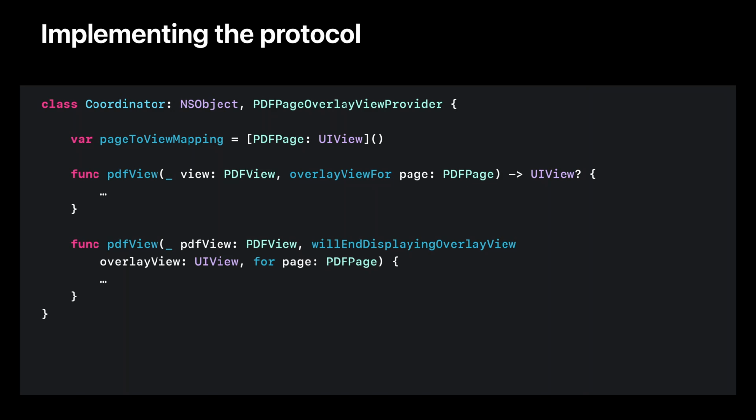In the example, this is the class we're using as the provider. It implements the PDF Page Overlay View Provider protocol. This is iOS, so the PDFKit Platform View is a UI view. It uses a map to go from a PDF page to a UI view. Here are the placeholder protocol methods. Next, let's look at the implementations.